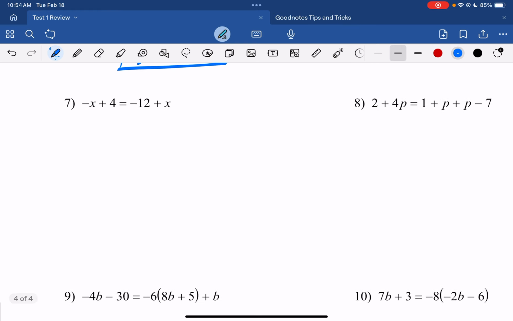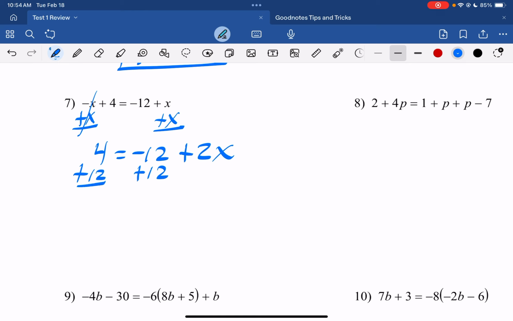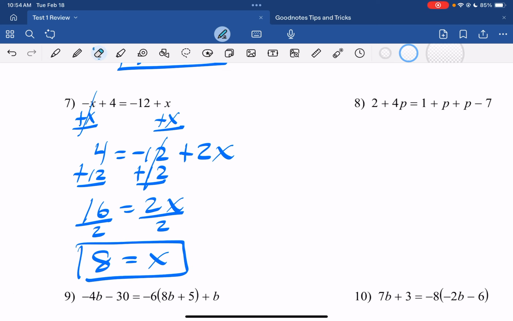On number 7, we have x on both sides of the equation. We want to get rid of the smaller x. That's over here. On the left, we're going to get rid of that, make that 0. But we have to add x on both sides of the equation. So 4 is negative 12 plus 2x. Now it's a two-step equation. Add 12 to both sides of the equation. There's the 0. And it's 2x, and then just divide by 2. Okay, number 8.